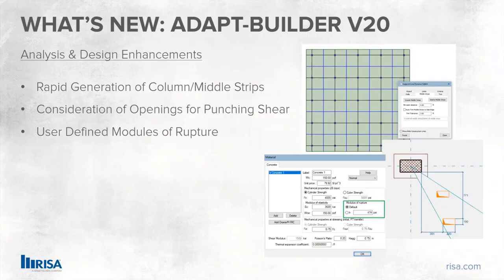Our punching shear checks regarding openings have been greatly improved as well, including reduction in critical section, multiple opening detection, manual control over the design, and more. You also now have the ability to set up user-defined modulus of rupture.